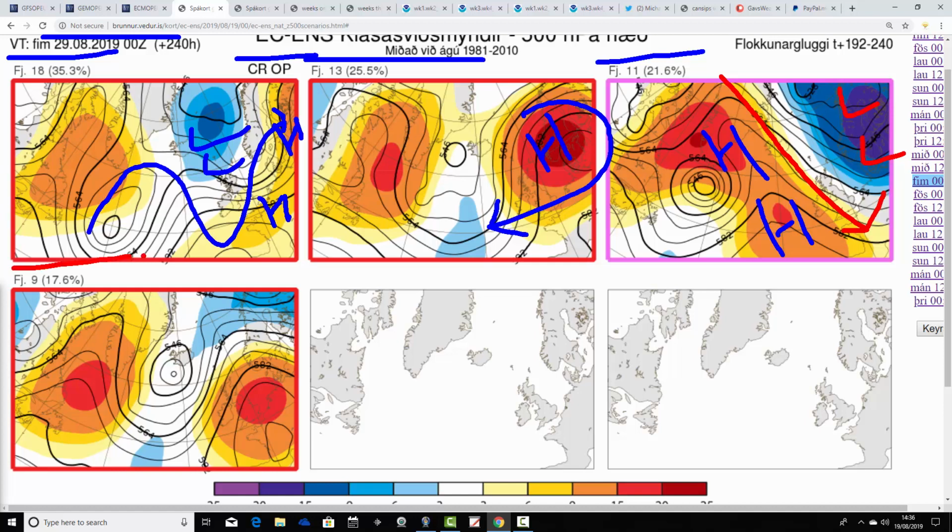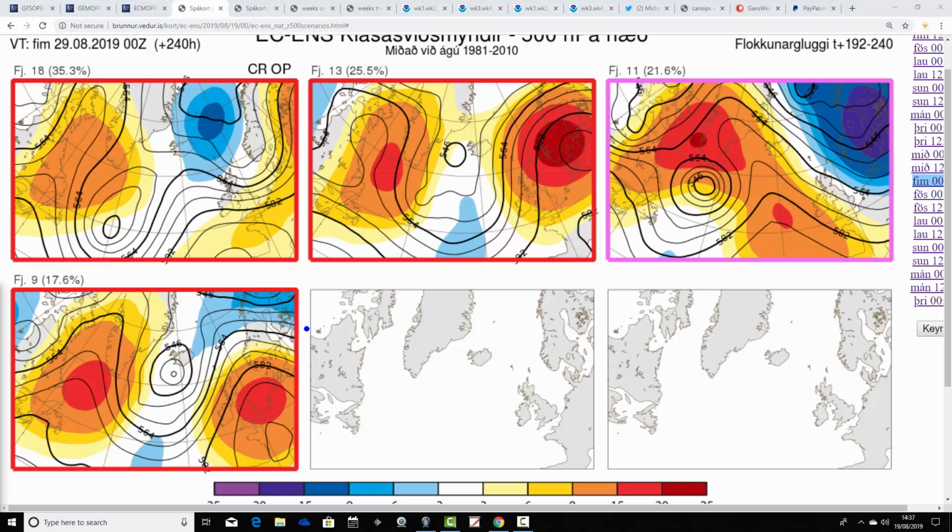And then 9 members of the ECM ensembles look like that. More or less have a ridge over the top of the country at day 10. Low pressure up to the north. That's a warm, dry option as well. So you can see how the GFS has that split within the upper air temperatures. It's all down to the exact positioning of the ridge of high pressure.